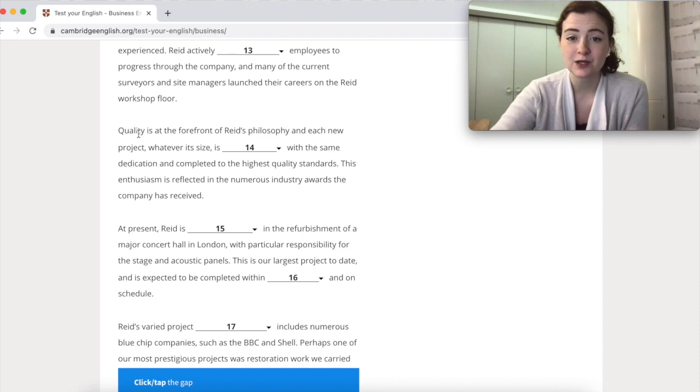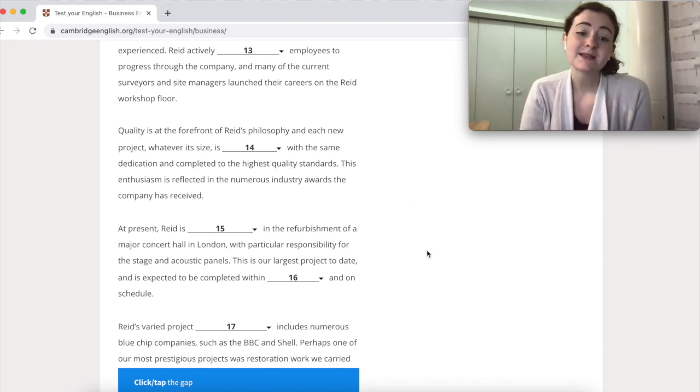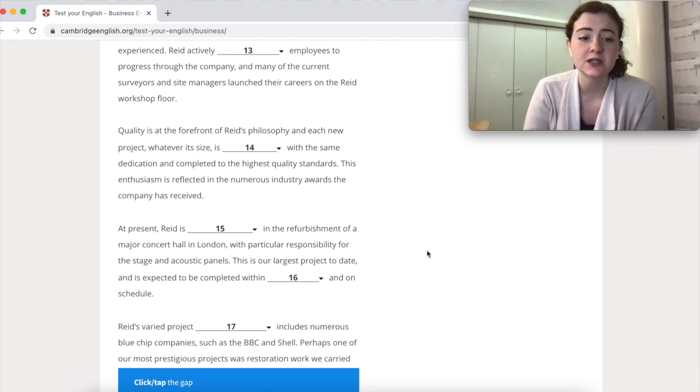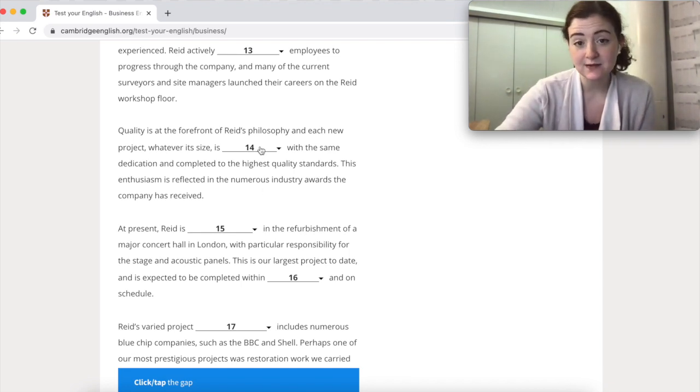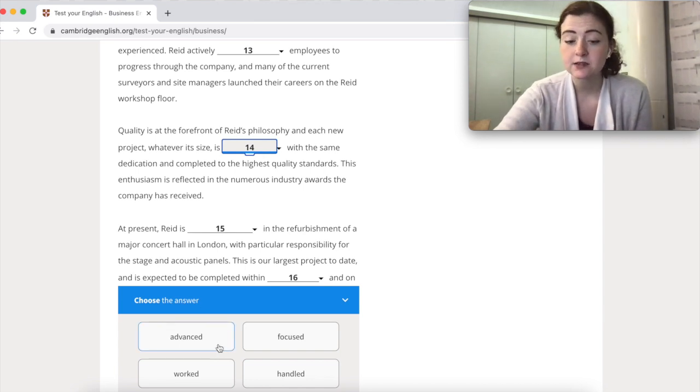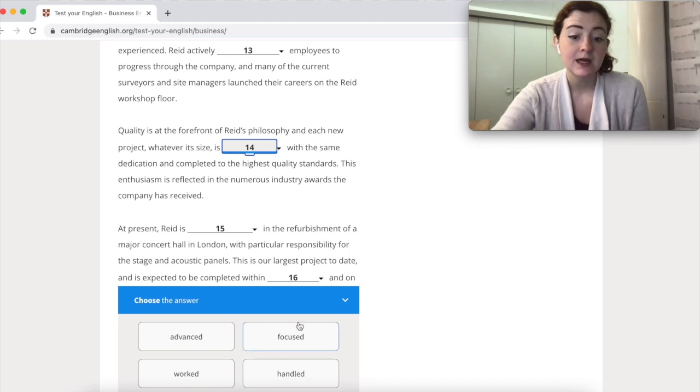The next paragraph, starting with quality. Quality is at the forefront of Reed's philosophy, and each new project, whatever its size, is blank with the same dedication and completed to the highest quality standards. This enthusiasm is reflected in the numerous industry awards the company has received. Number 14 answer options are advanced, focused, worked, handled. Whatever its size is advanced with the same, is focused with the same, is worked with the same, or is handled with the same.